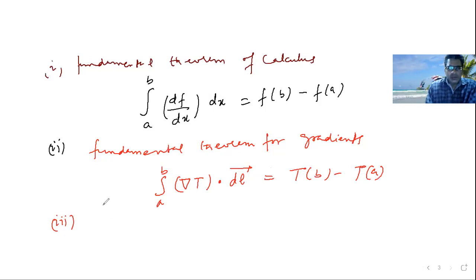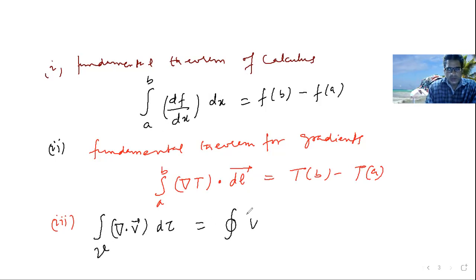Now I have the fundamental theorem for divergences, and it is saying the volume integral of divergence of v over a certain volume nu is equal to the surface integral of v dot dA over the surface enclosing the volume. Now see the pattern. There is a pattern in these theorems. What is this?